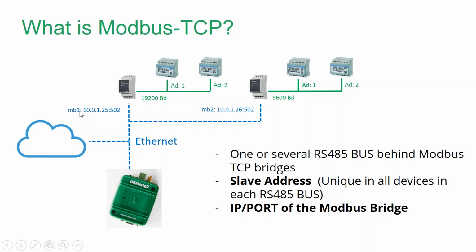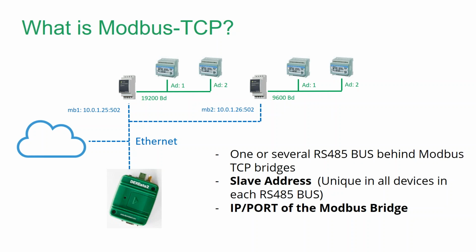So what is Modbus TCP? It's like, I want to talk to this device, but I will not pass a wire from the gateway to the device. I will use the Ethernet network, point to the IP of this bridge, and then once I am on this bridge, I will talk to device 1, device 2 on the bus. Okay. This is Modbus TCP. You can have as many RS-485 buses as you want.